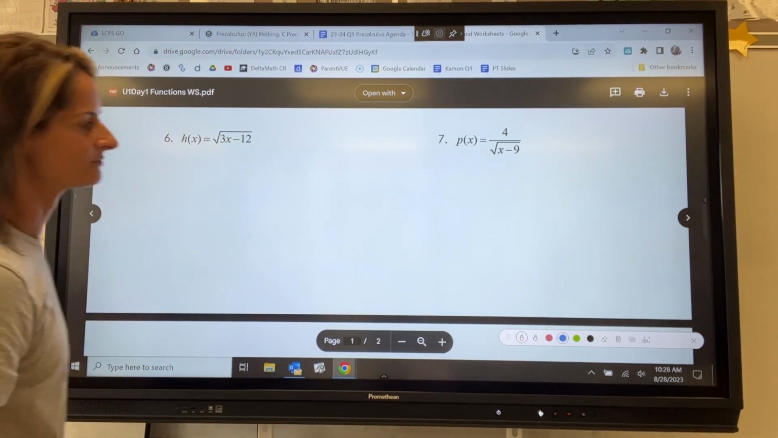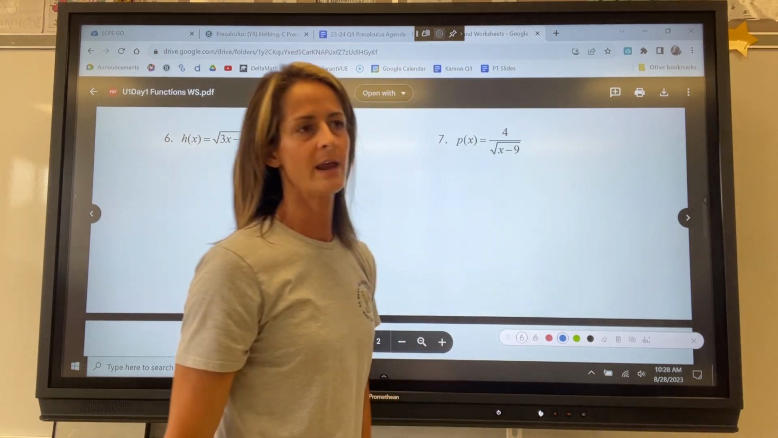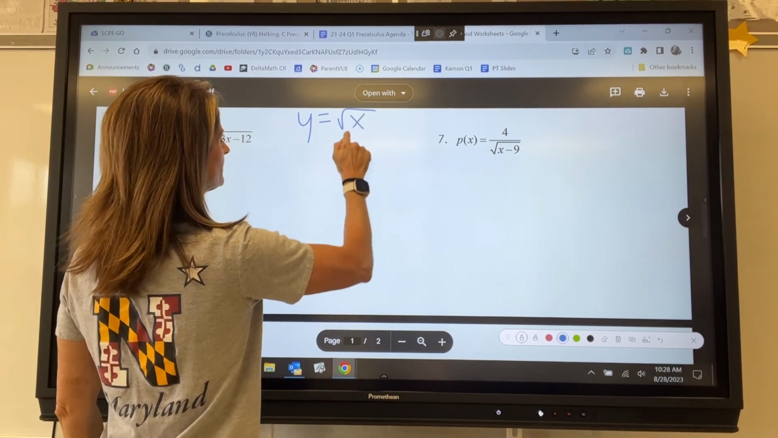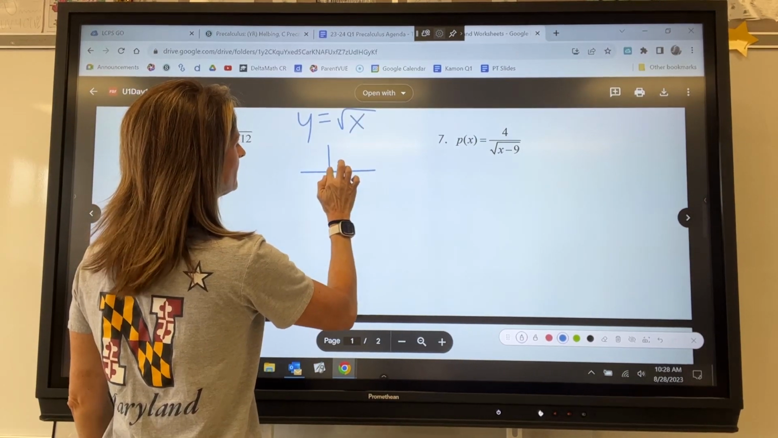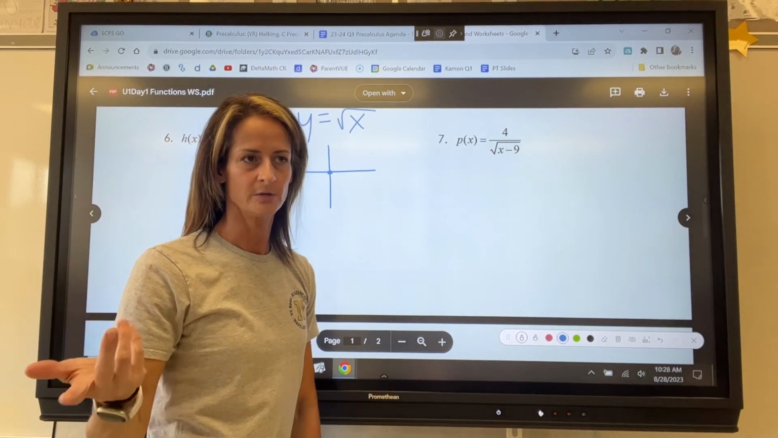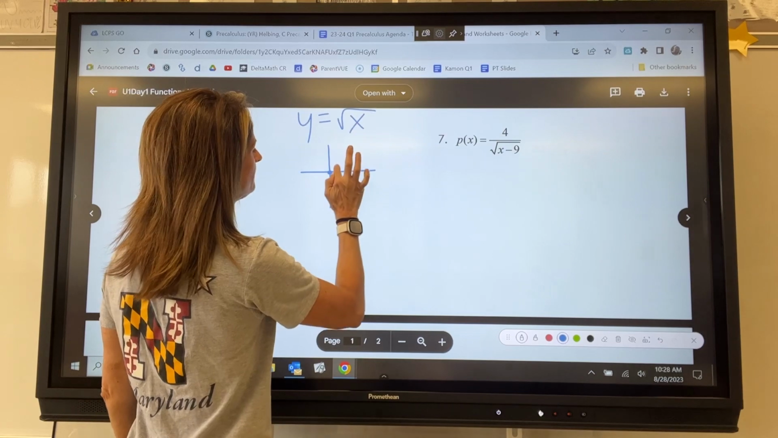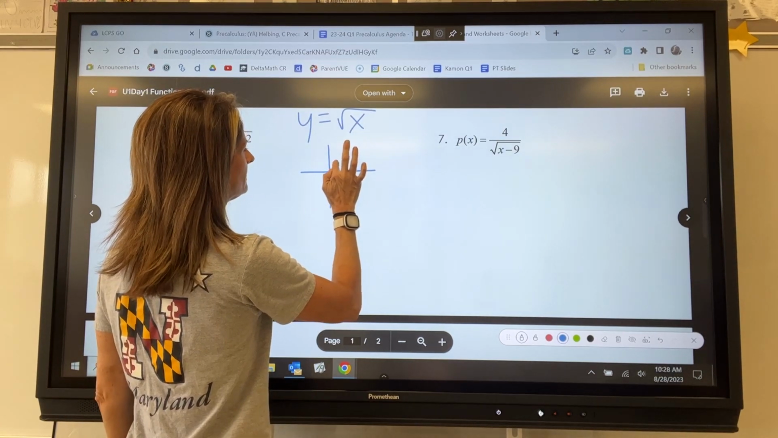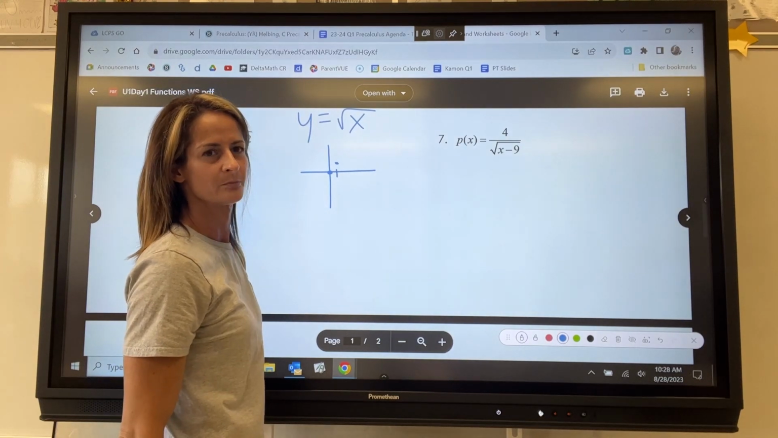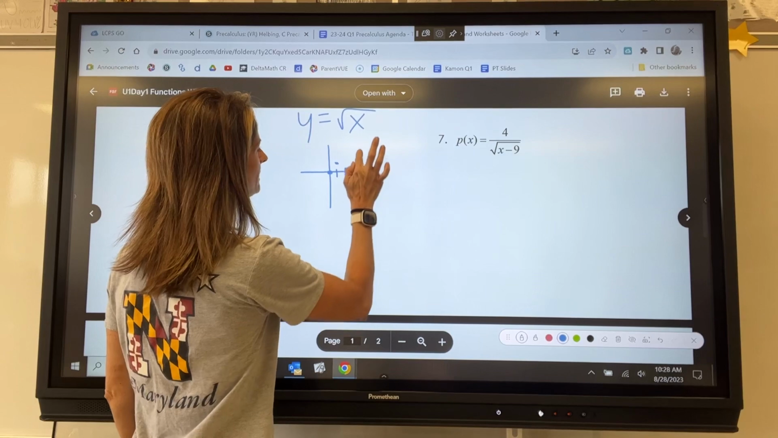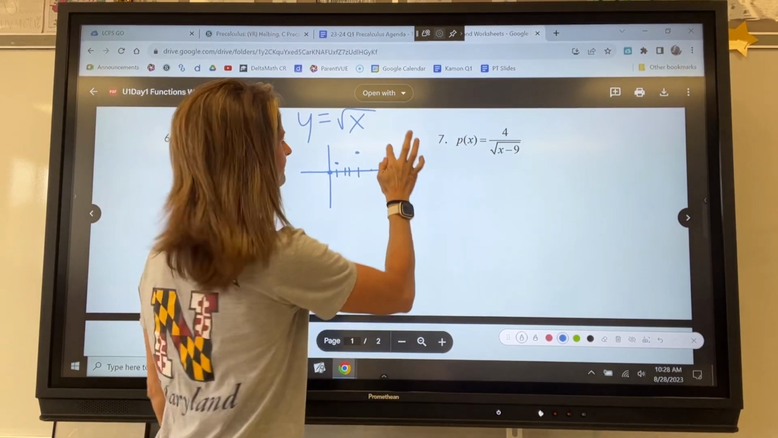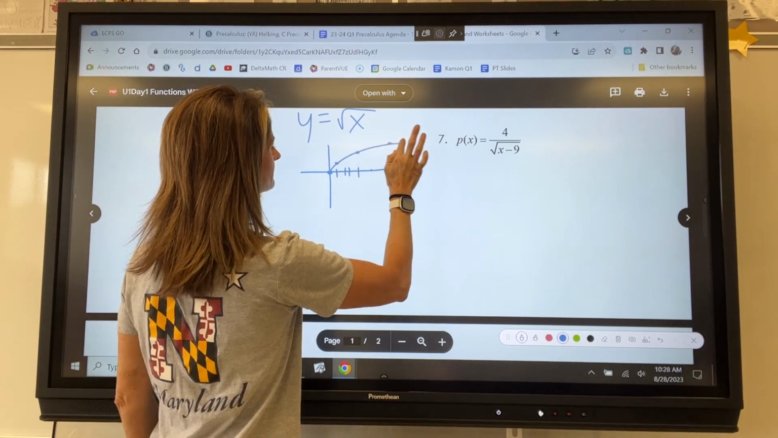Well, we've got the same issue when we have radicals. Think about the graph of a radical from Algebra 2: y equals the square root of x. The square root of 0 is just 0. If I put in 1, I get 1. The next value I'd probably put in is 4. The square root of 4 is 2. Then the next one would be 9, because the square root of 9 is 3. So you can kind of see the graph looks like this.